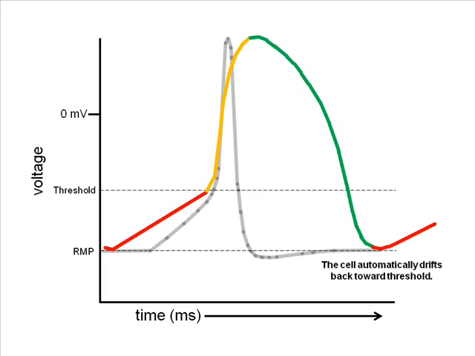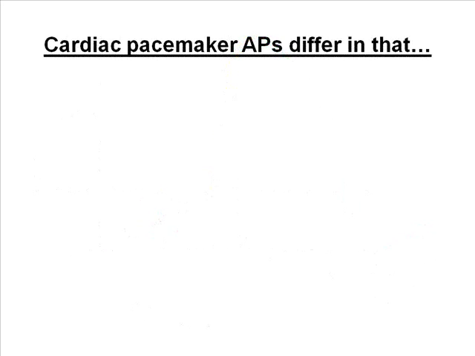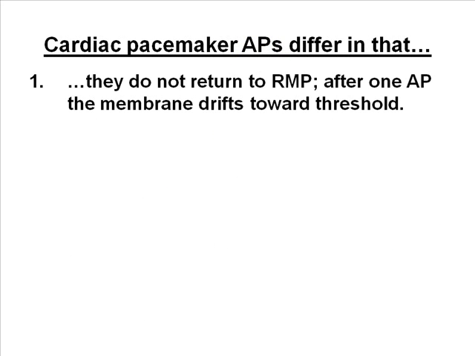These pacemaker potentials, this drift towards threshold, accounts for the autorhythmicity of these cells. Pacemaker cells don't need the brain to tell them to have APs. They repeatedly have spontaneous action potentials as they simply drift towards threshold. So if we do a final comparison, cardiac cells do not return to resting potential. After one action potential, they just drift towards threshold again.